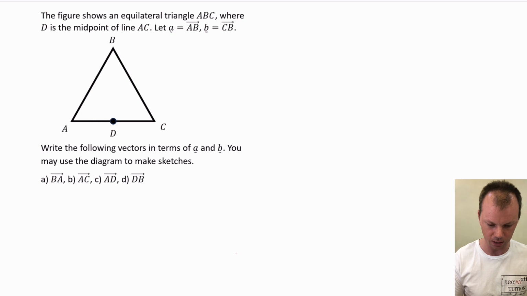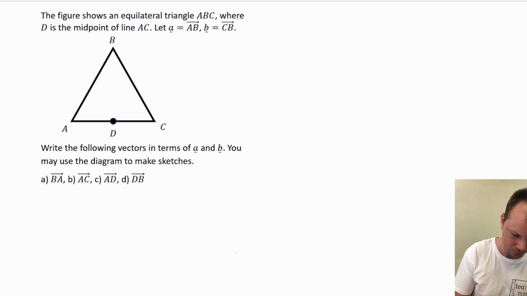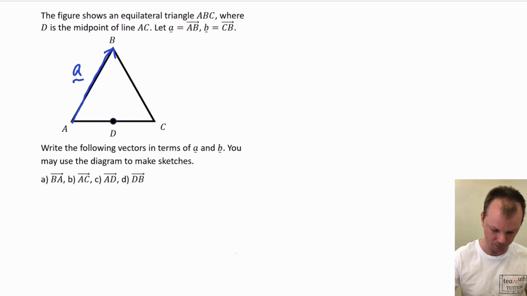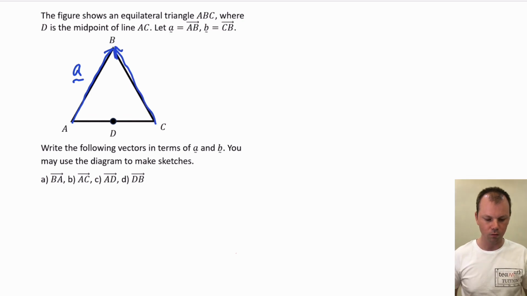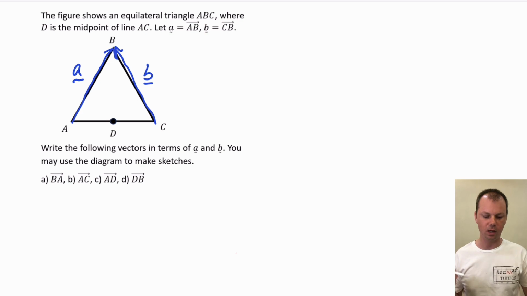So the figure shows an equilateral triangle, ABC, where D is the midpoint of the line AC. So point D is in the middle of A and C. Let the vector A equal AB, so we can draw that in. So that's our vector A. And the vector B is CB. There. Write the following vectors in terms of A and B. That's our vector B. You may use the diagram to make sketches.